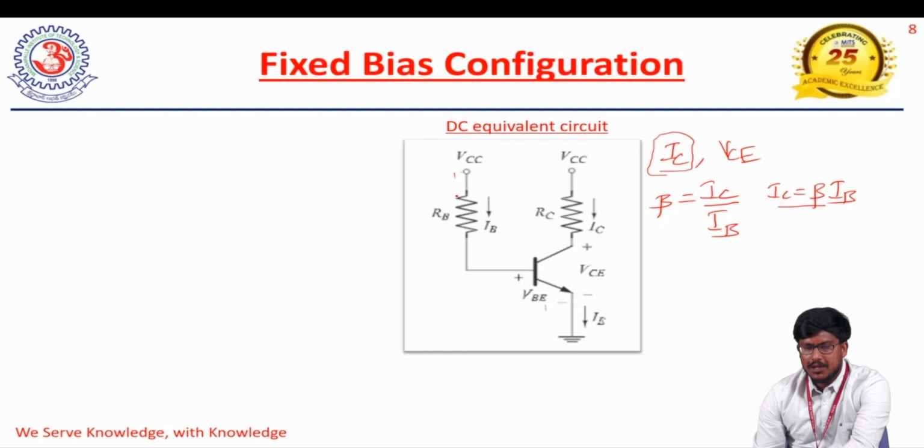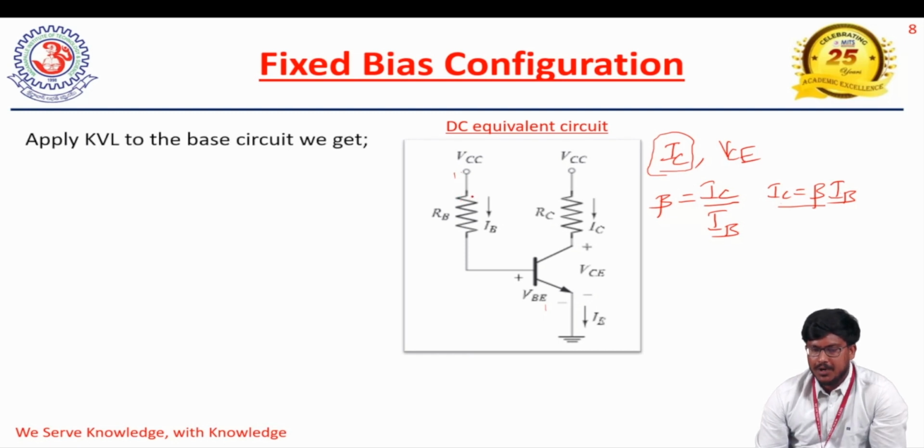So by applying KVL, we are going to determine the equation for the base current. Once you apply the KVL here, this is plus VCC, at positive potential, and the current is moving in this direction. We know that the current will move from higher potential to lower potential. We are going to consider this as plus and this as minus. And this junction, we call it the base to emitter junction. The voltage across the base to emitter junction we represent as VBE.